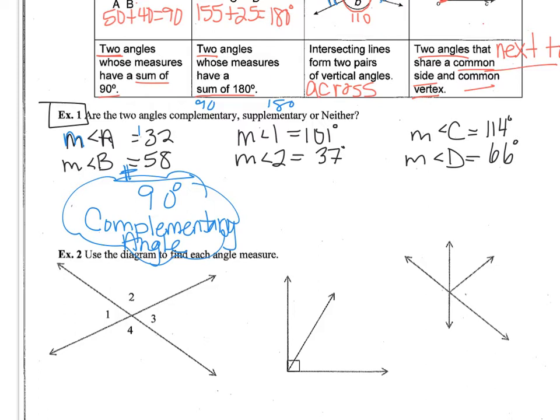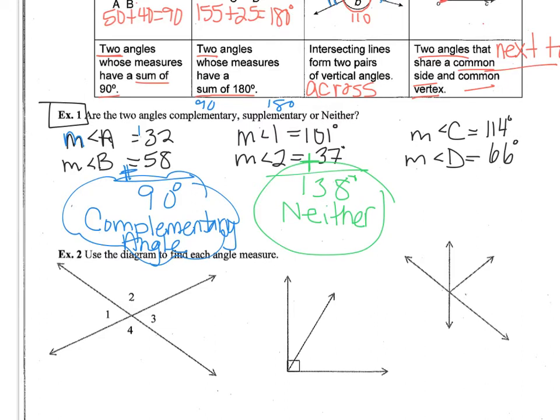Measurement of angle 1 plus the measurement of angle 2. Add them up, we get 83 degrees. Well, that's not a magical number for us. So this is neither. Boom. Okay, one more to go.